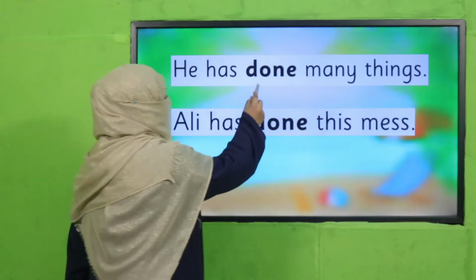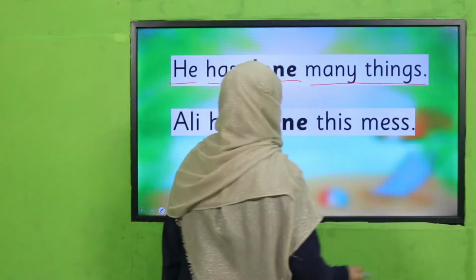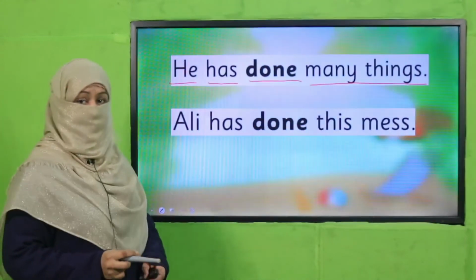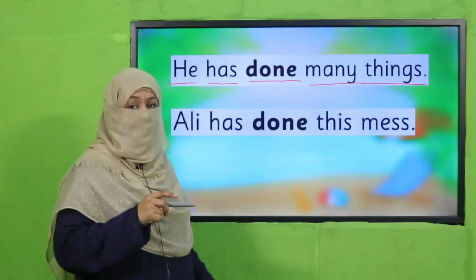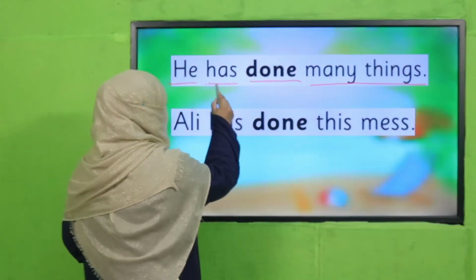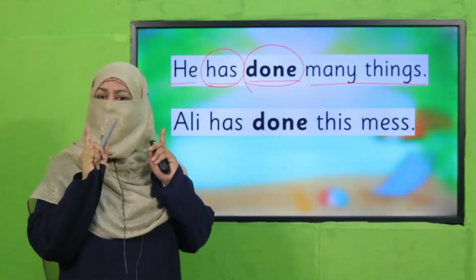So now we come to done. He has done many things. Now this is a little different, we need to focus on this. How many verbs are there? Two. Has and done. Both are verbs.